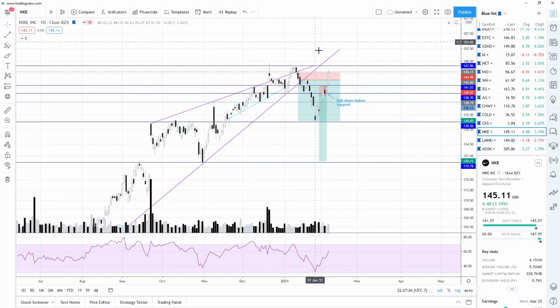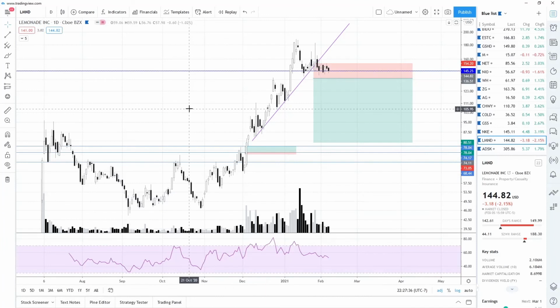Could be wrong, but that's where I would enter the trade short. If it does a full recovery, obviously that's no longer a good trade, but right now I think something like that may happen. Lemonade, this has basically been setting up for a short, and then it broke out of a trend, and now it's just been going sideways.